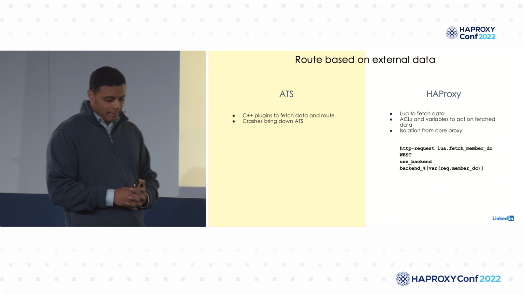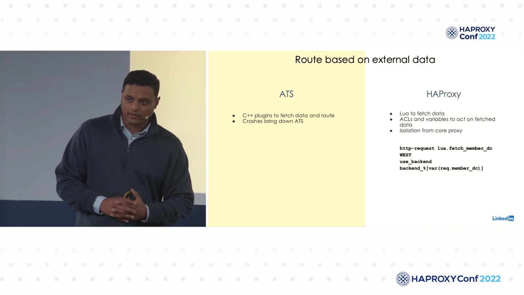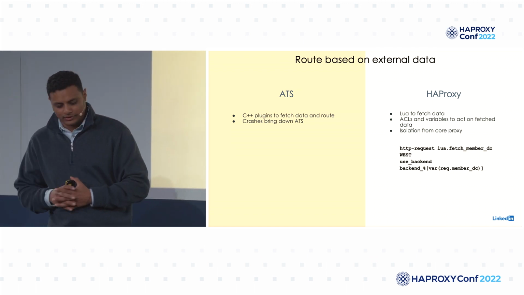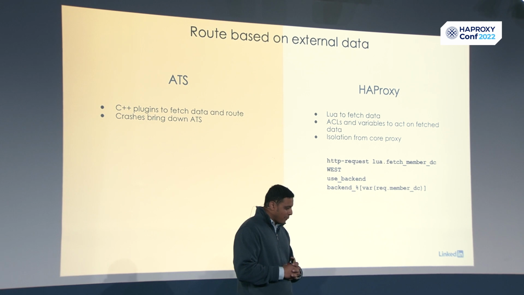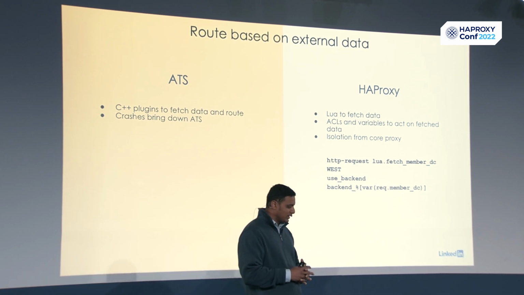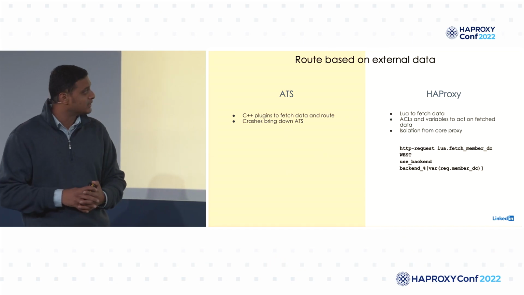As I mentioned before, we have some requirements where we make routing decisions based on information we fetch from another service. So how can we do that in HAProxy? Let me give an example to better understand this.